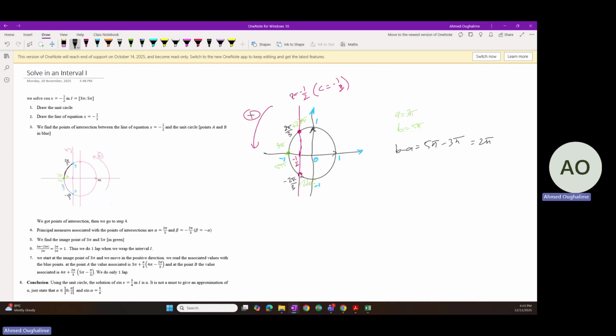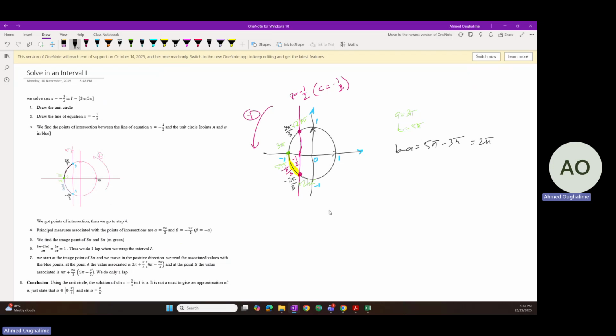So how to get the values here? I can do it in different ways actually. I can see that this distance from this point to this point is equal to 2 pi over 3. So this distance here is equal to pi over 3. It's a different color. So this distance is pi over 3.